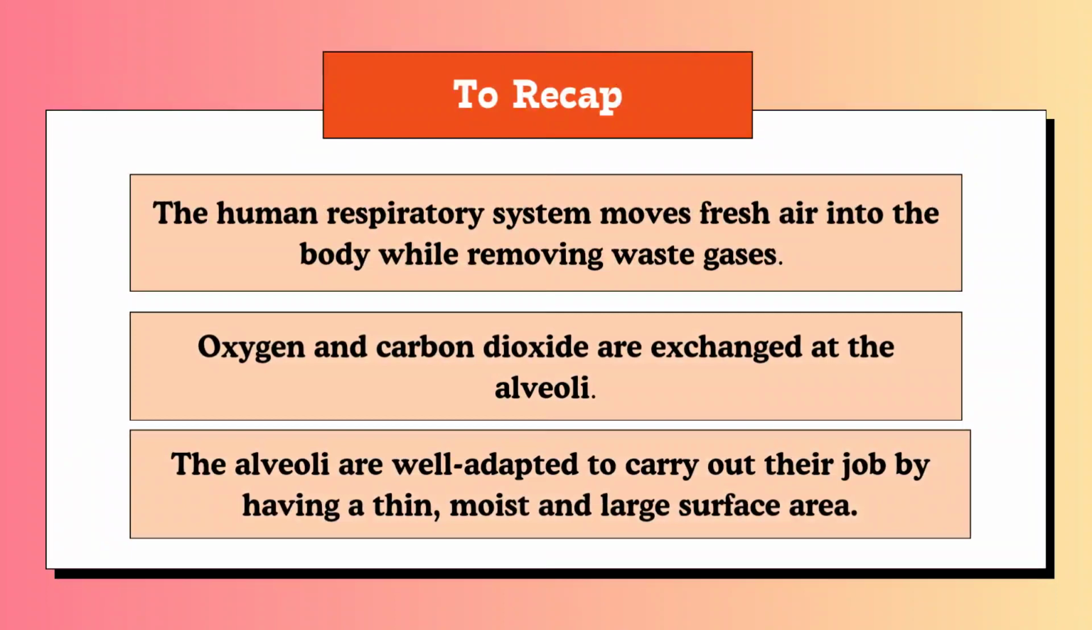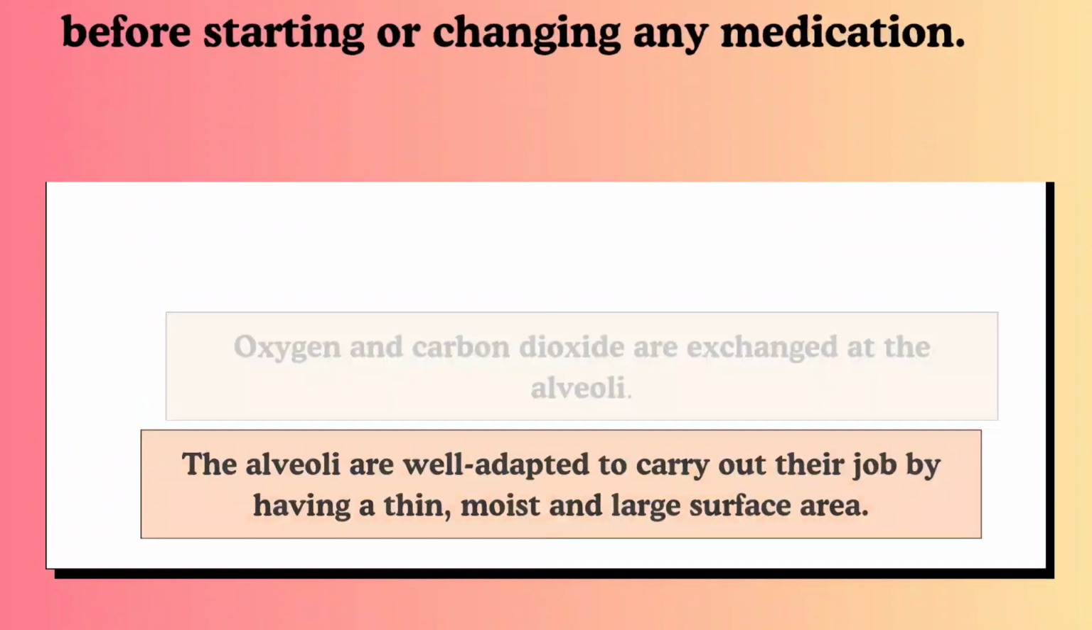Let's revise. The human respiratory system moves fresh air into the body while removing waste gases. Oxygen and carbon dioxide are exchanged at the alveoli. The alveoli are well adapted to carry out their job by having a thin, moist and large surface area.